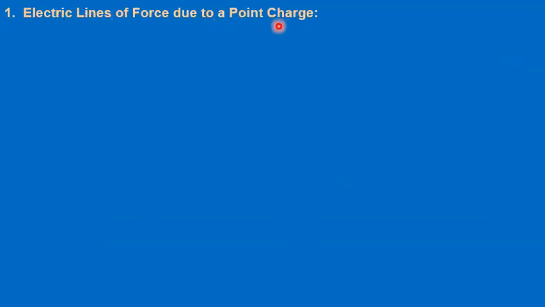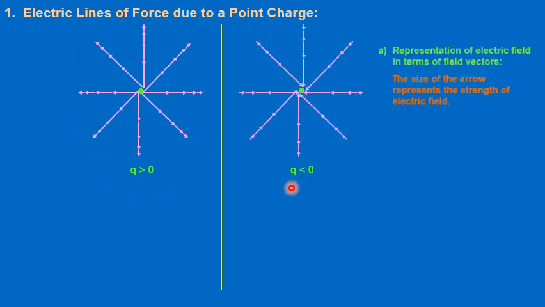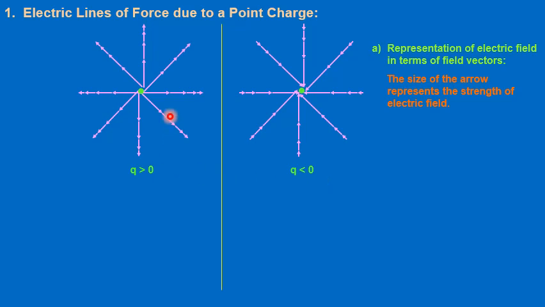Electric lines of force due to a point charge. As we can see in this diagram, the charge Q is greater than 0, so we can assume it as a source, and we can see that electric field lines are going away from this charge Q greater than 0. Similarly, for Q less than 0, we can see that it will act as a sink. All the field lines will go into the charge Q.